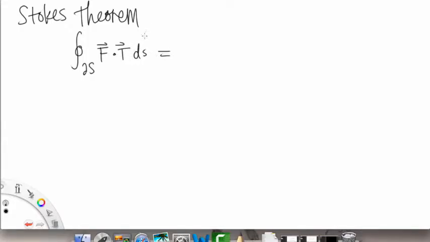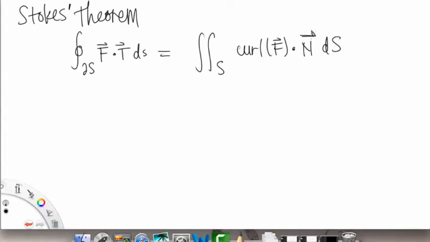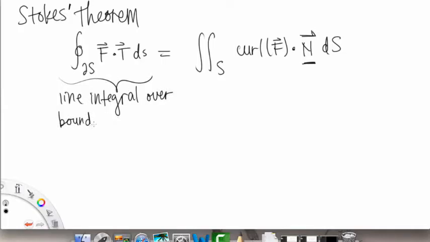So this line integral, Stokes' theorem says, is equal to the double integral over S itself, the surface, of the curl of f dotted with the normal vector, dS. There's a difference here, but the important part is that you're dotting it with the normal vector. This is the line integral over the boundary of S.